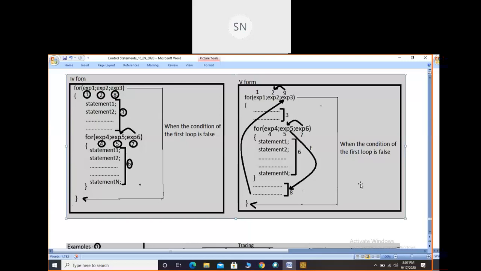So only part of the statements of the first for loop is given there at point three, and after the second for loop, the remaining statements of the first for loop are given. Yes. Okay, got it. Thank you. Okay.